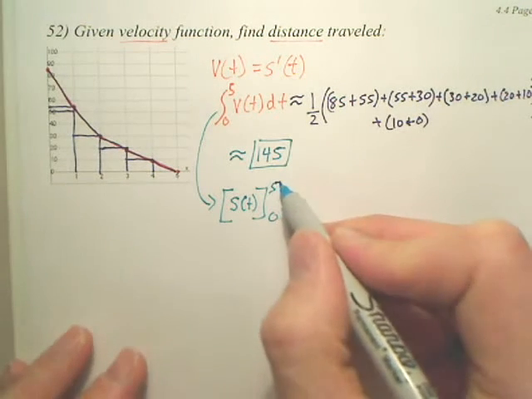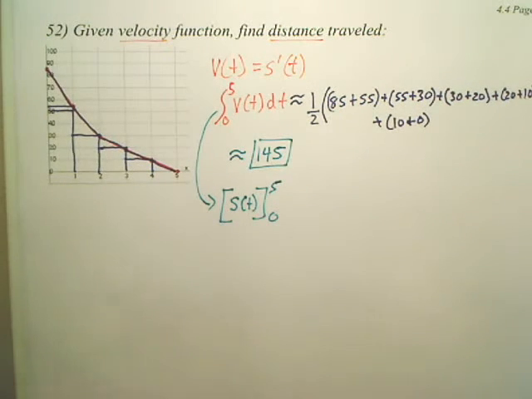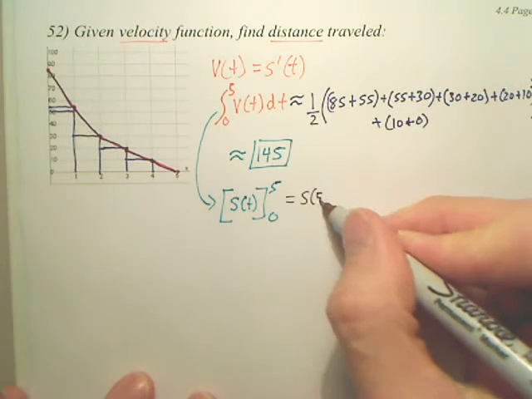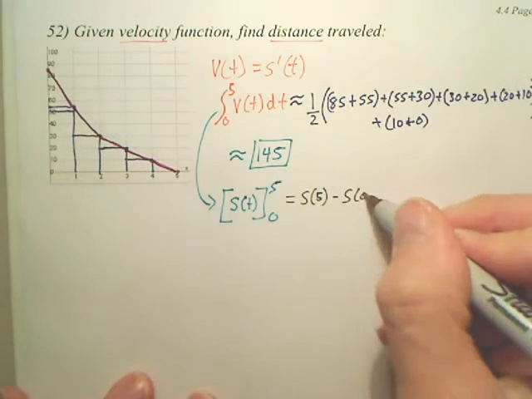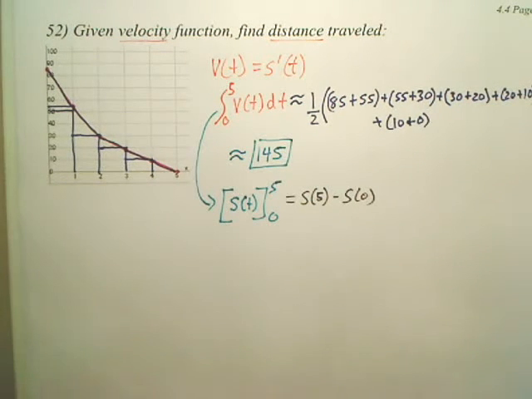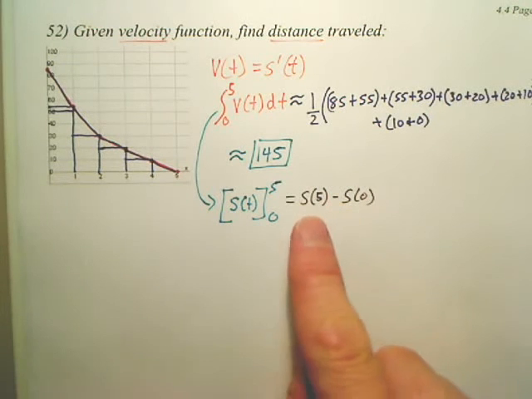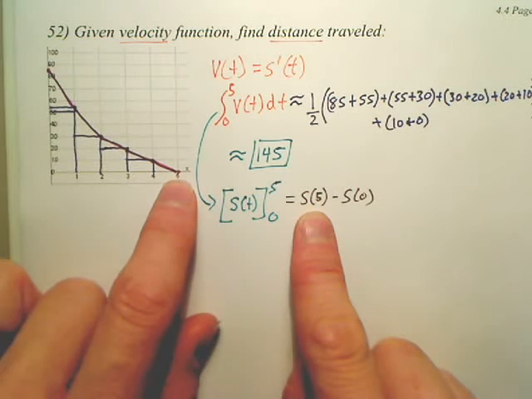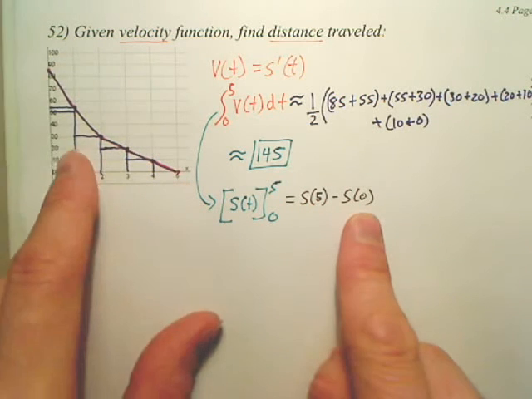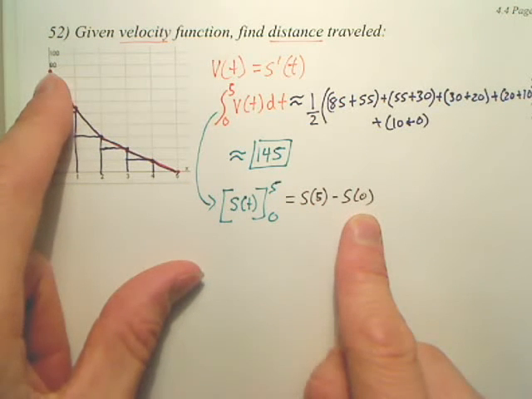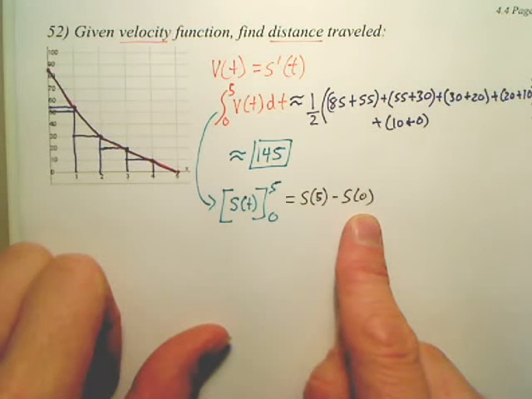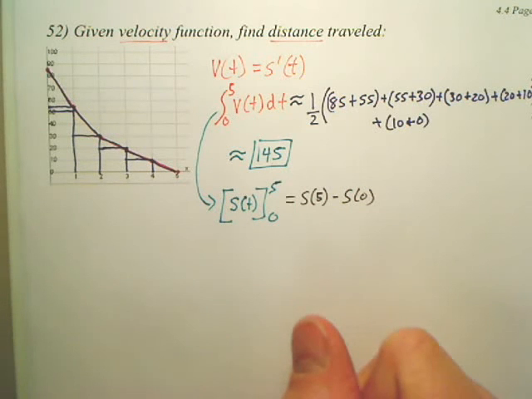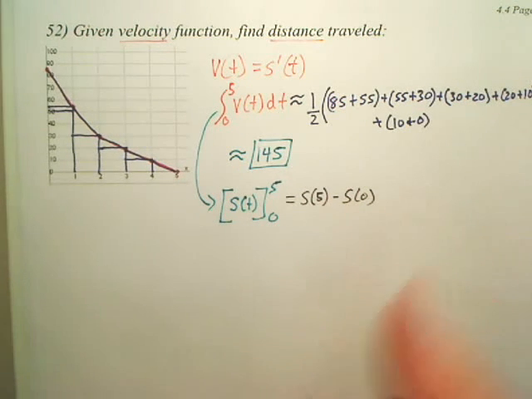So if I wanted to solve this, isn't that going to be S of 5 minus S of 0? Are we okay with that? Isn't that the position after 5 seconds, which is 0, minus the position at 0? If you subtract those, you should get that answer. Anyways.